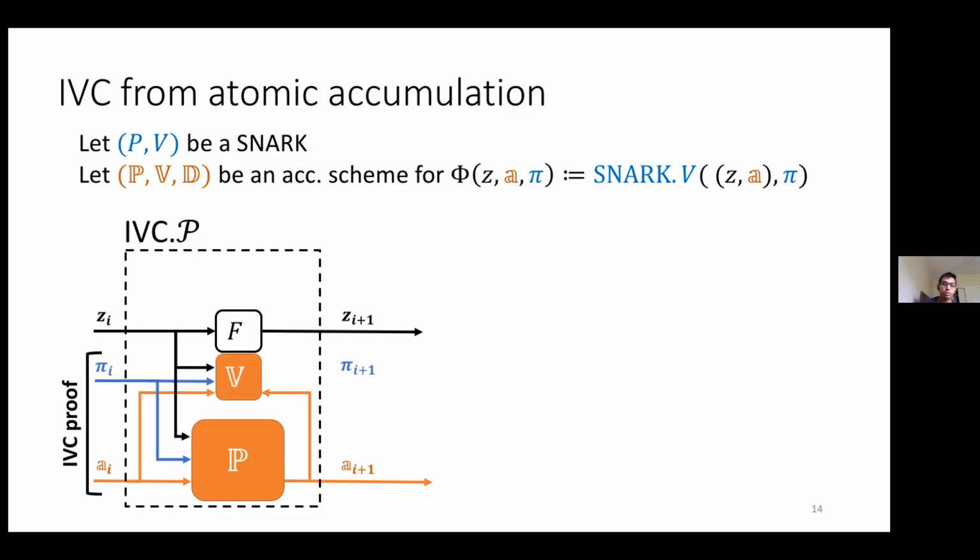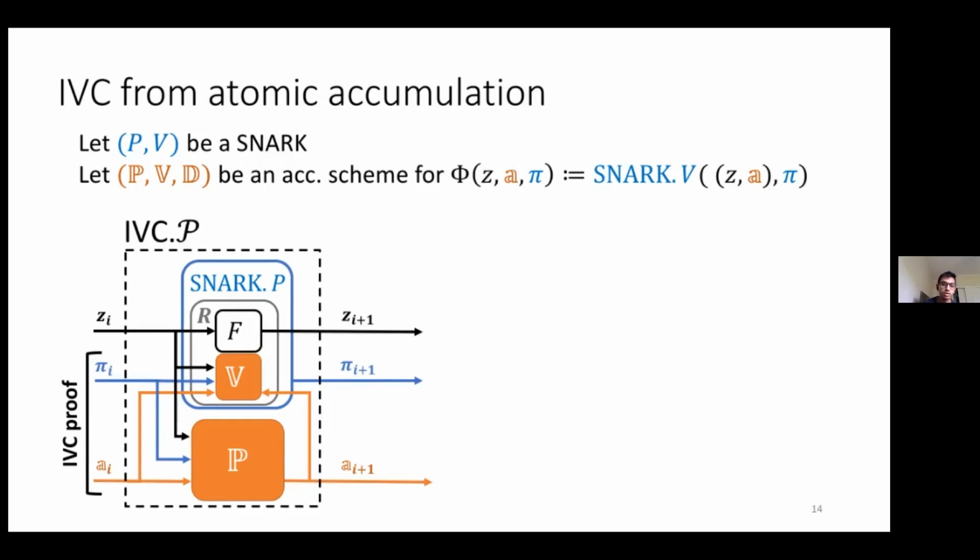Then to get out pi i plus 1, we construct a recursive circuit which contains inside it not the SNARK verifier, but rather the accumulation verifier, this bold V. What this accumulation verifier checks is that the accumulation at this step was performed correctly, that a i plus 1 is the correct accumulation of pi i and a i. We have this recursive circuit which computes F and the accumulation verifier, and then we invoke the SNARK prover on this recursive circuit and get out our new proof pi i plus 1, which, together with a i plus 1, gives us our IVC proof for the next step.